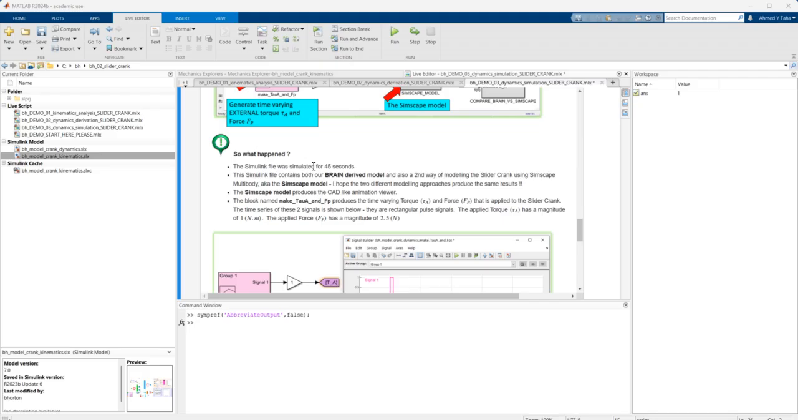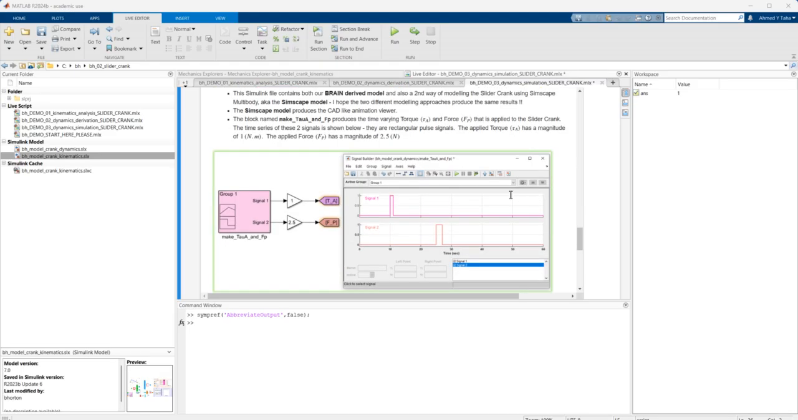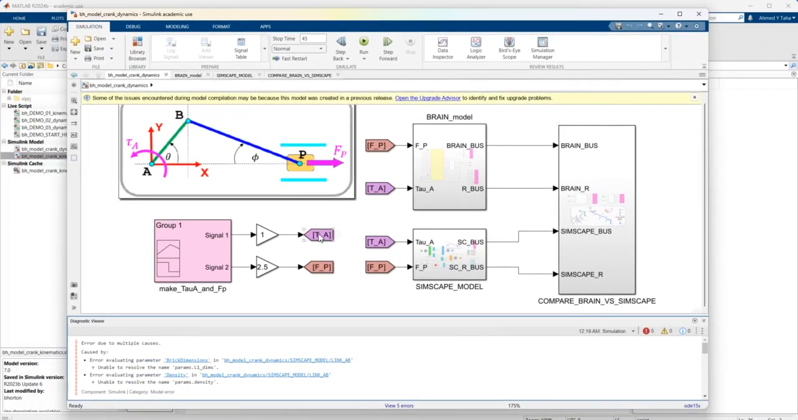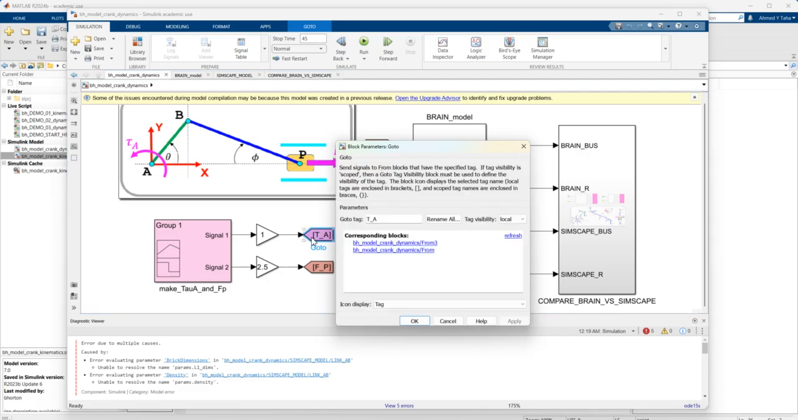Okay, similarly for 45 seconds. The Simulink file contains our brain drive models, and also is going to have two ways of modeling the slider crank. Let's call model animation. The log names as the okay here. Okay, so here we're going to find the results by clicking on that link.